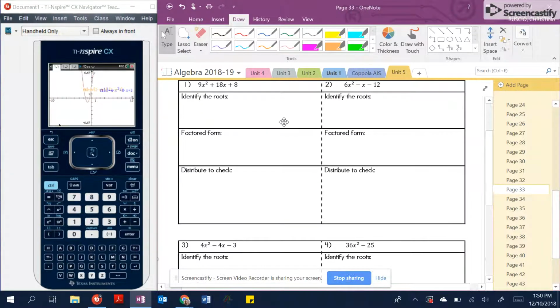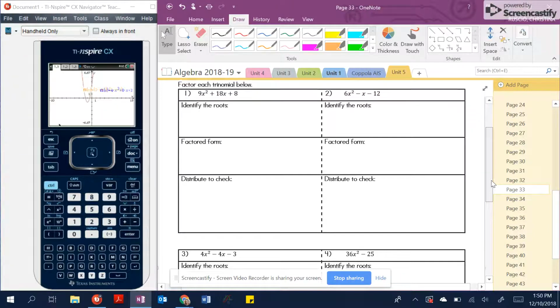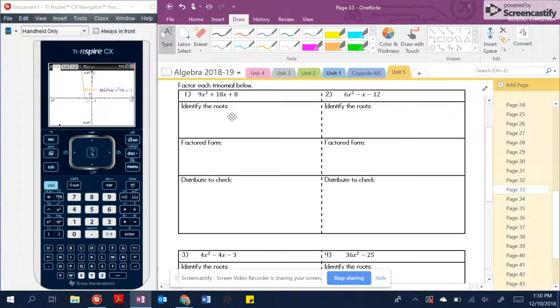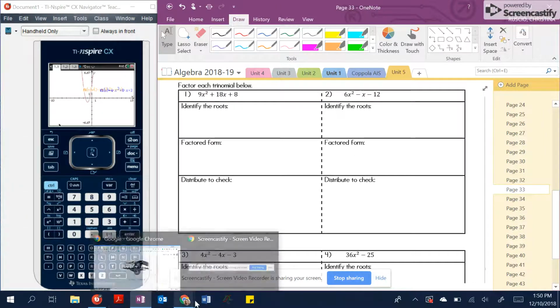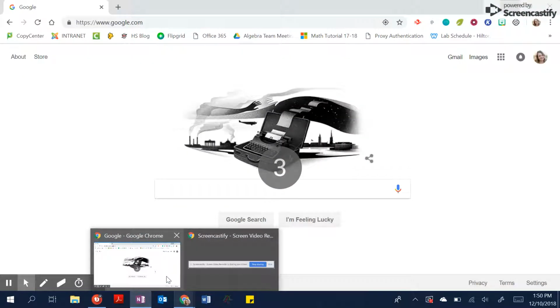Check it out. We are given 4 different trinomials here. So what I'd like for you to do at this point in time is graph all 4 of these on your calculator, and then we are going to touch base in just a moment to start having conversations about that.